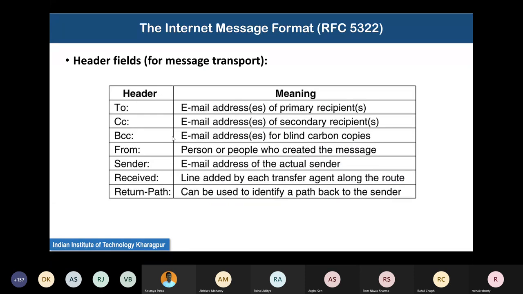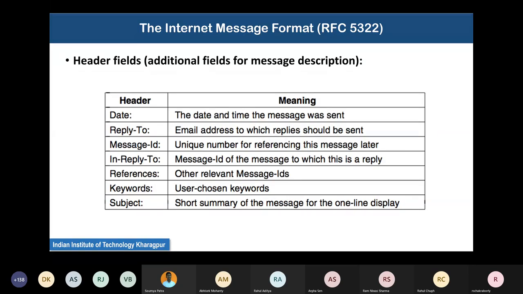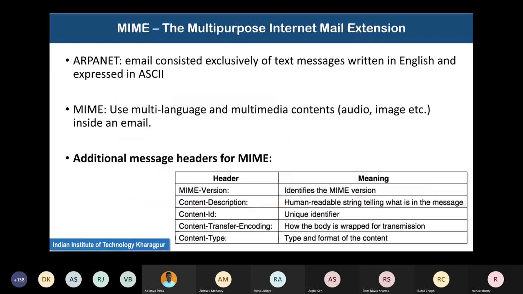So the header fields, all of you know this. Some other more or less common ones which we do not bother about, but these are available. These are necessary for message transport: received and return path. Received is a line added by each transfer agent along the route, and return path can be used to identify a path back to the sender. Then there can be other fields: date, reply to, message IDs, in reply to, references, keyword, subject. Subject is a common header. Not all of them might be used all the time.